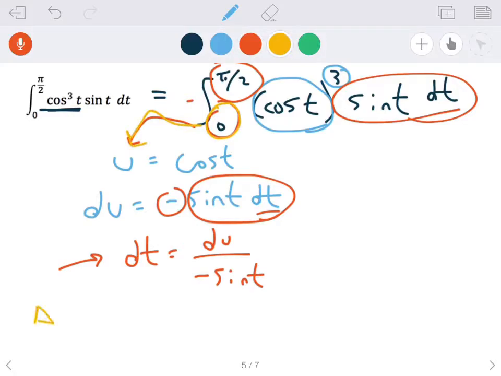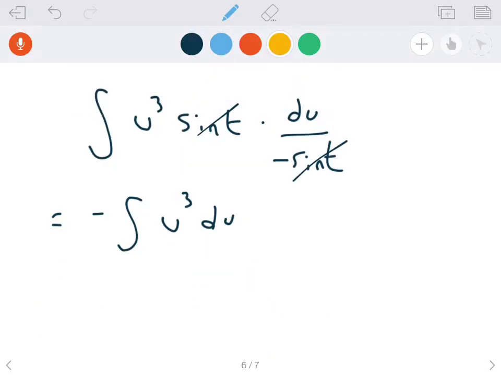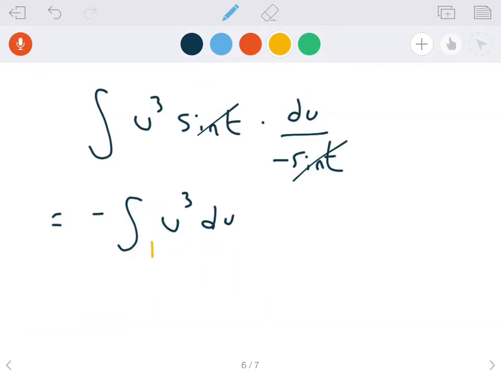So at 0, u is equal to the cosine of 0. The cosine of 0 is 1. I can do it again. At pi over 2, u is equal to the cosine of pi over 2, which is 0. And so what I've done is I've written my limits in terms of u, which means my lower limit became 1, and my upper limit became 0.